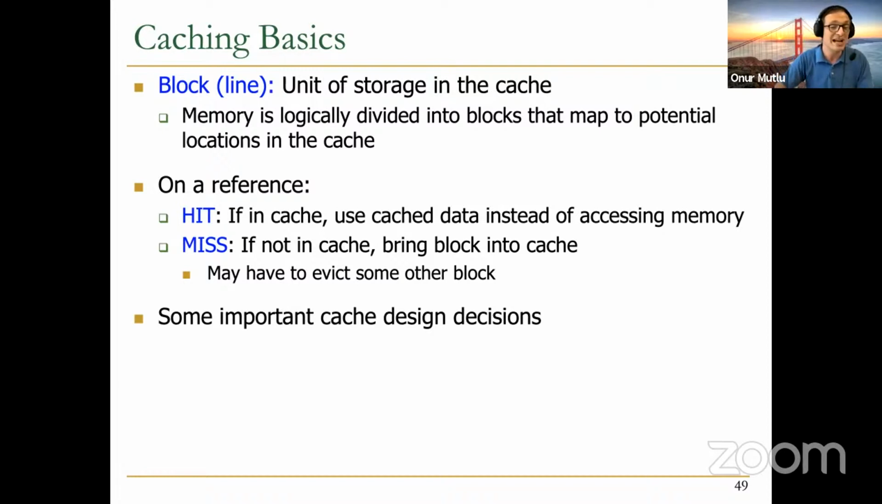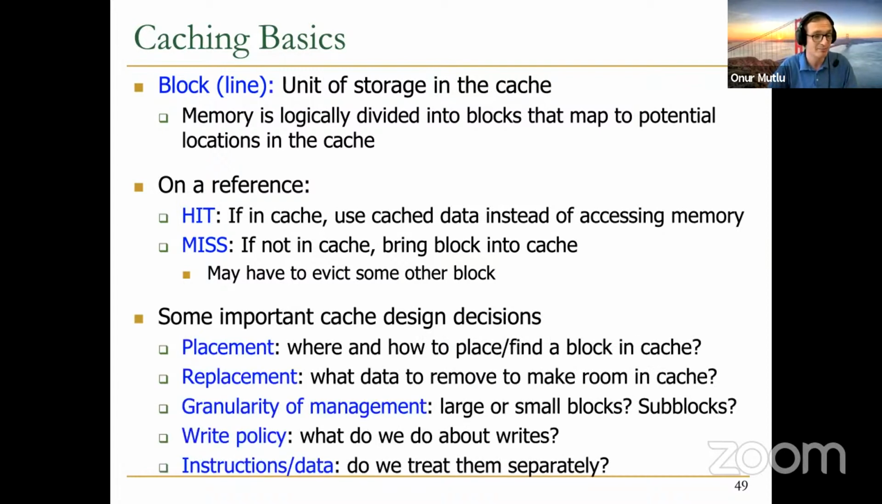Okay, there are important cache design decisions we're going to look at one by one. Actually, we're going to tackle all of them in some level of detail. We're going to look at placement a lot, for example. Placement says, where does a block map to in the cache? How do you place it there? And how do you find a block in the cache? This is basically how do you query the cache, right? Replacement means what data do you remove to make room in the cache for an incoming block? Granularity of management says, what is your block size? Is it large or is it small? Can you actually do something like sub-blocking, which we will introduce?